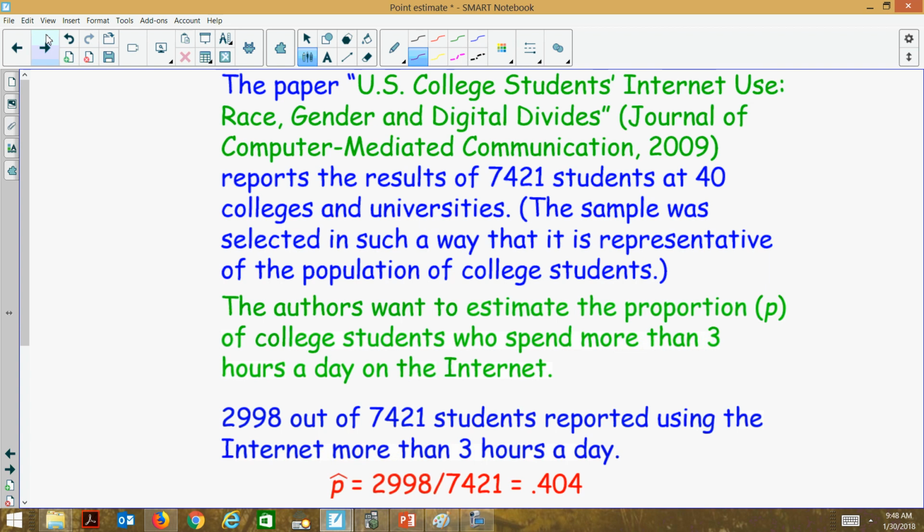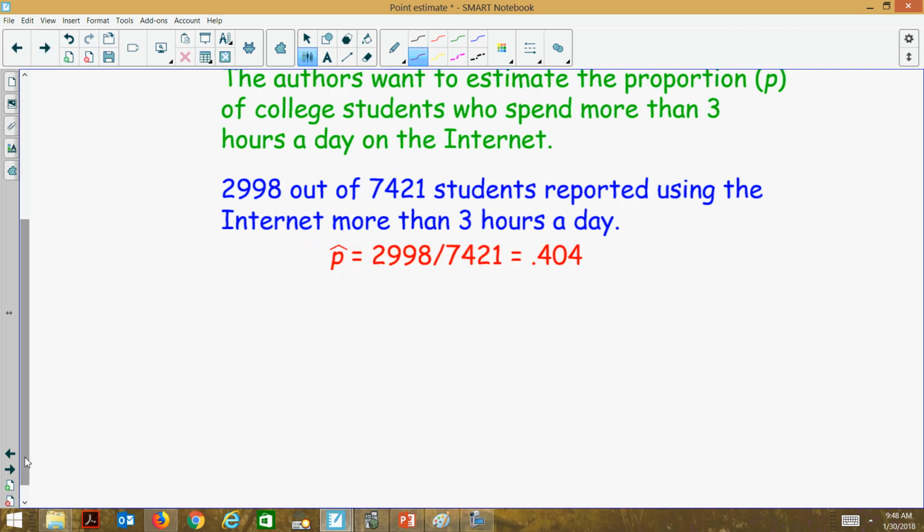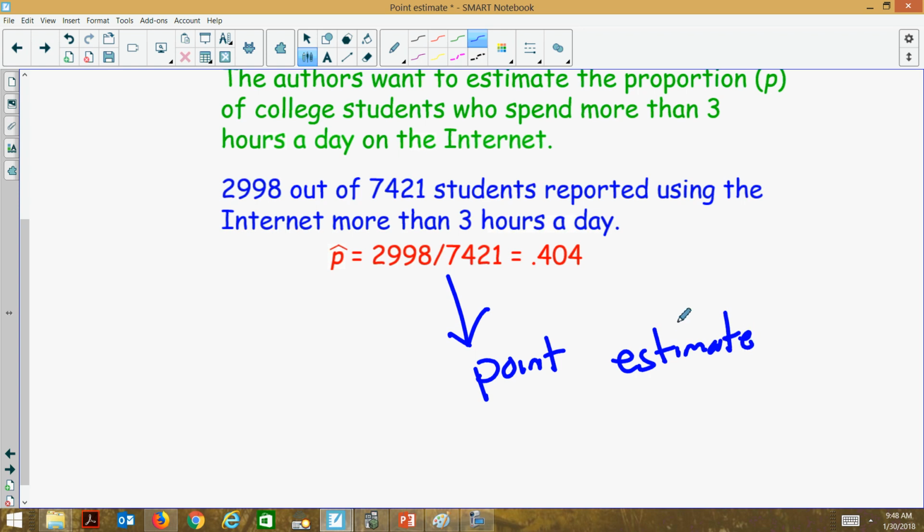They were able to see that 2,998 out of the 7,421 students reported using the internet more than 3 hours per day. So that is a sample proportion of 40%. This sample proportion is considered a point estimate because it is an estimate from sample data about the population. So they would generalize that about 40% of all college students use more than 3 hours a day on the internet.